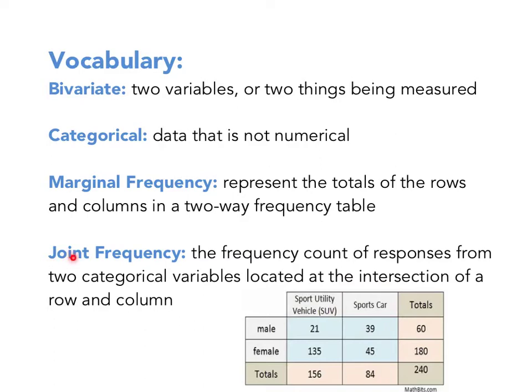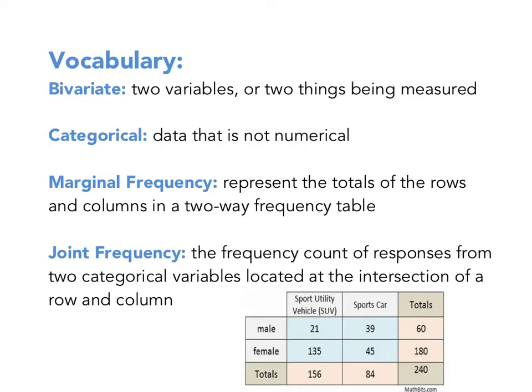Then marginal frequency and joint frequency come into play with this. This is a joint frequency table. And marginal frequency represents the totals of the rows and columns in a two-way frequency table, which is also what this can be called. So marginal frequency are the totals that are on the end. So any row or column on the end that totals up what happens in the middle of the table is called the marginal frequency. That makes sense, on the margin.